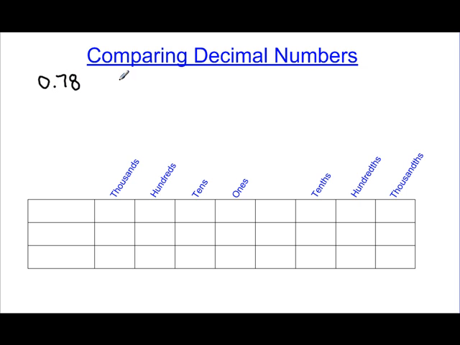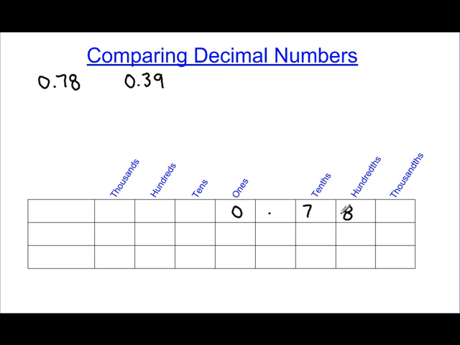78 hundredths and 39 hundredths. Well, to compare these two numbers, I'm going to look at the ones column. And I have 0 in both ones columns. So I have no whole number in both numbers. Actually, to help me out, let's go ahead and use our place value chart.